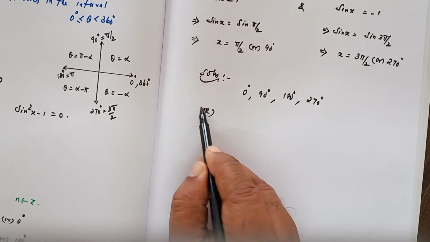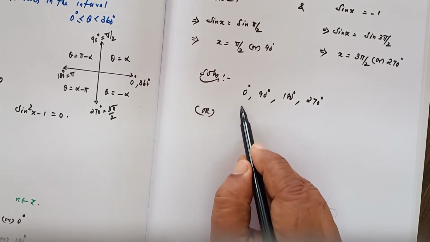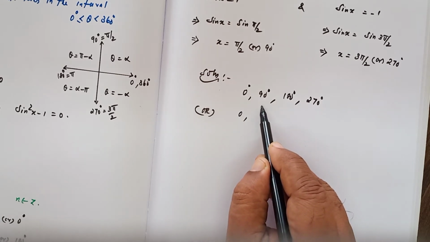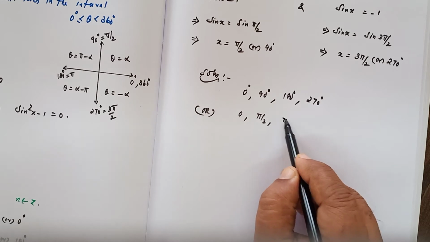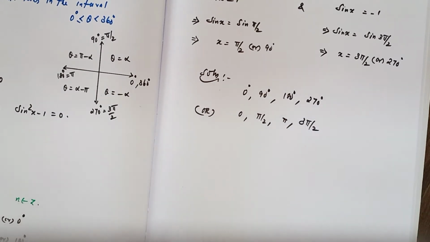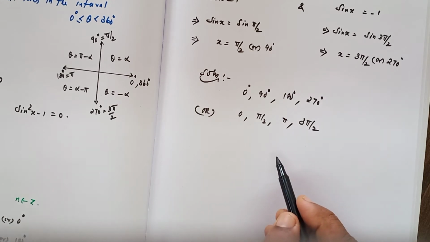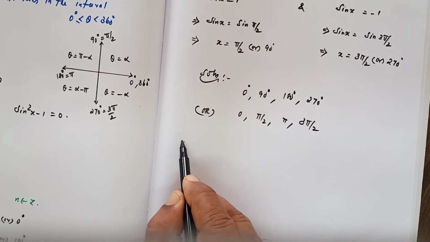You can also represent the angles in radians. 0 degree, that is 0, 90 degree, that is pi by 2, 180 degree, that is pi, 270, that is 3 pi by 2. That is the solution. Okay, so subdivision 1 is over. Now subdivision number 2.